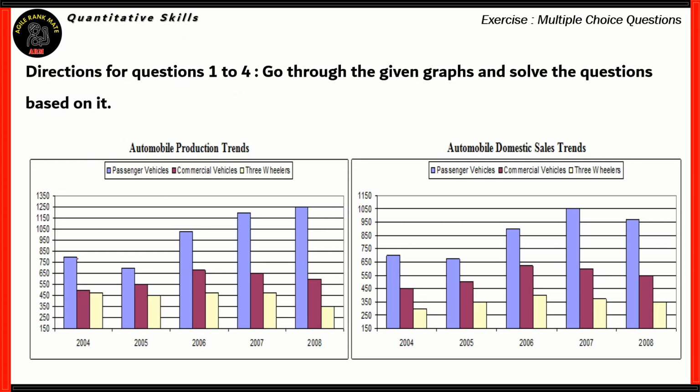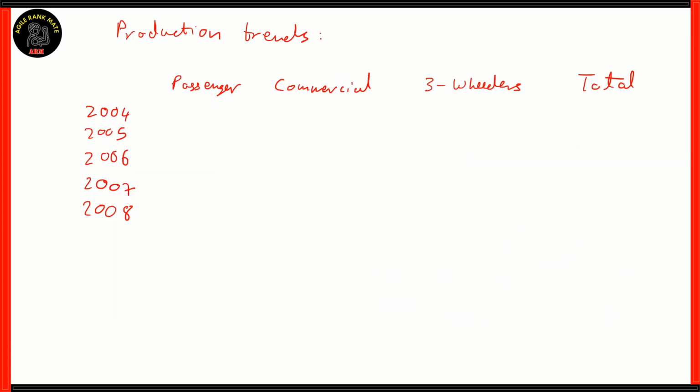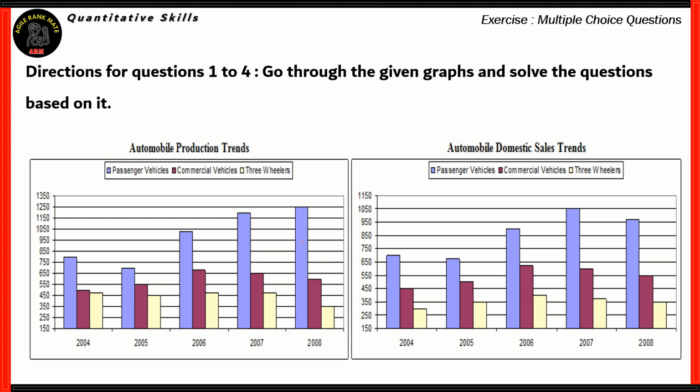So in 2004, the passenger vehicles were 800, the commercial vehicles were 500, and the 3-wheelers were 475. So that's the number of vehicles that they had. So we're going to be looking at 800, 500, and 475. So that goes into a total of 1,775. Similarly, we can look for every year in the production graph and then find out the numbers on the three categories and then add up to the total.